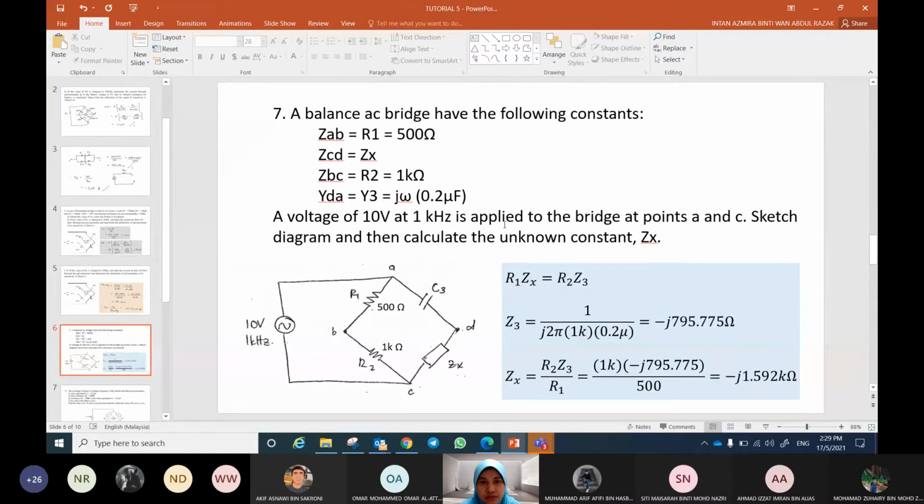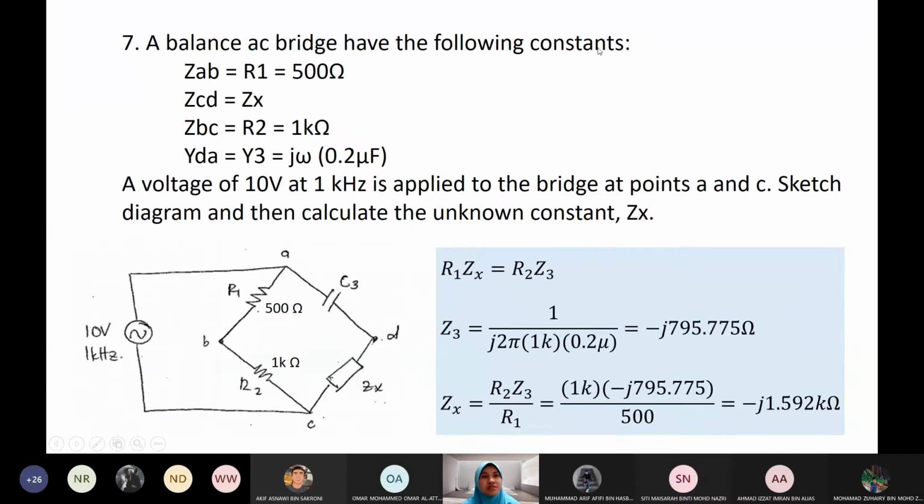Number 7 in your tutorial 5. A balanced AC bridge has the following constants: ZAB equal to R1 equal to 500, ZCD is equal to ZX, ZBC equal to R2, and so on. A voltage of 10 volts and 1 kilohertz is applied to the bridge at points A and C. Sketch the diagram and calculate the unknown constant ZX.